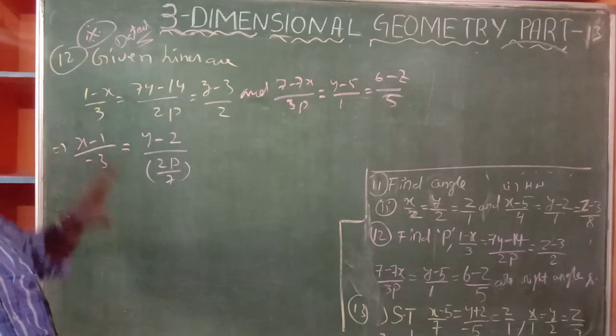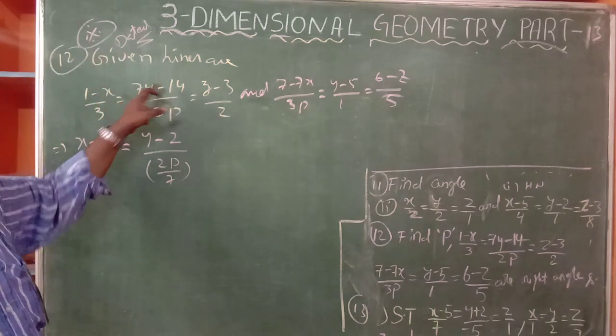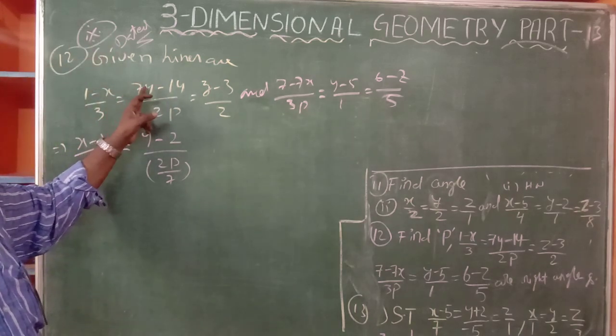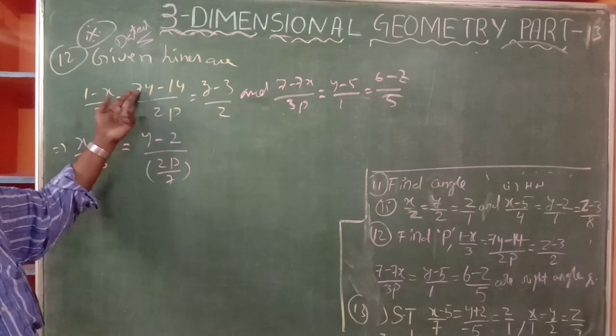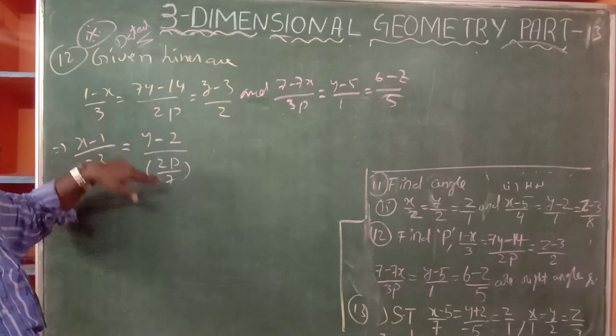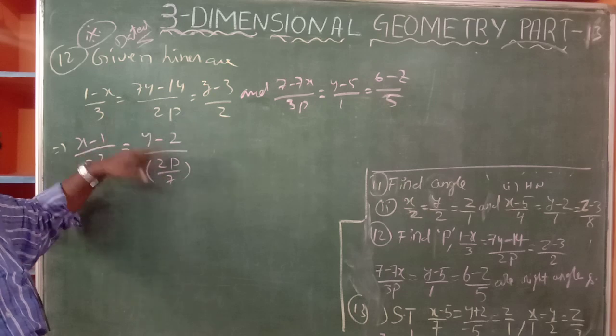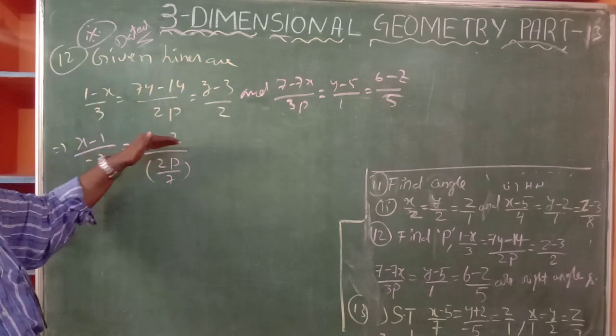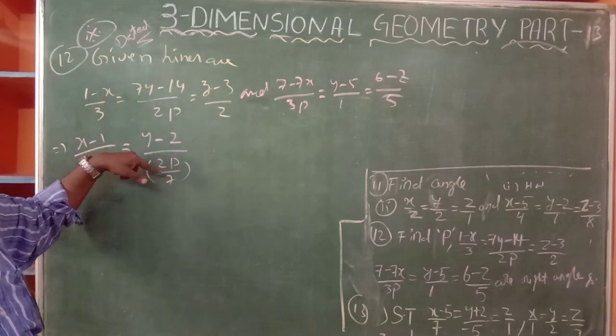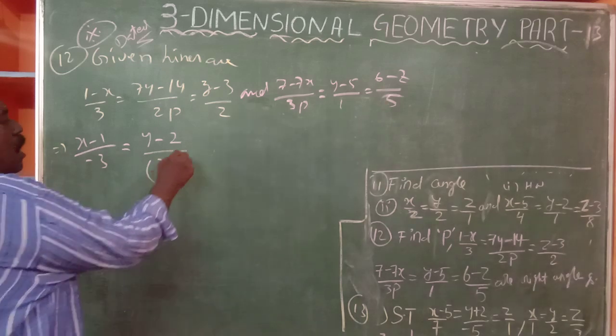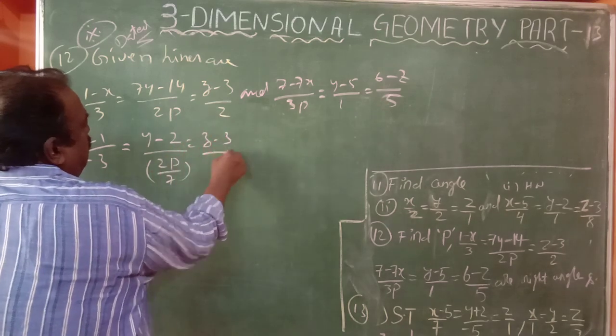Y minus something must be there. 7 is taken as common, 7 of y minus 2. That 7 will become a denominator, so it is 7 of y minus 2, and that 7 comes to p by 7. And this is z minus 3 by 2.